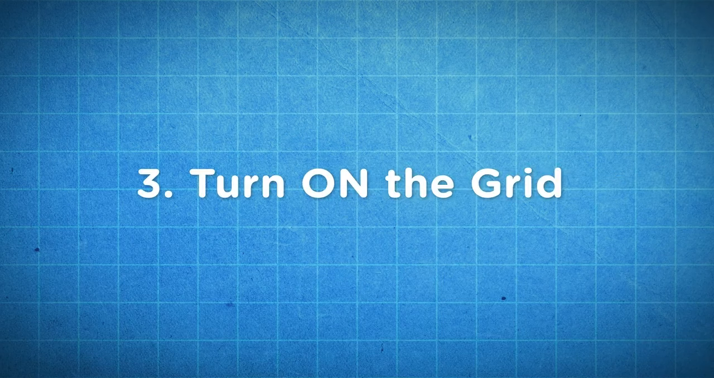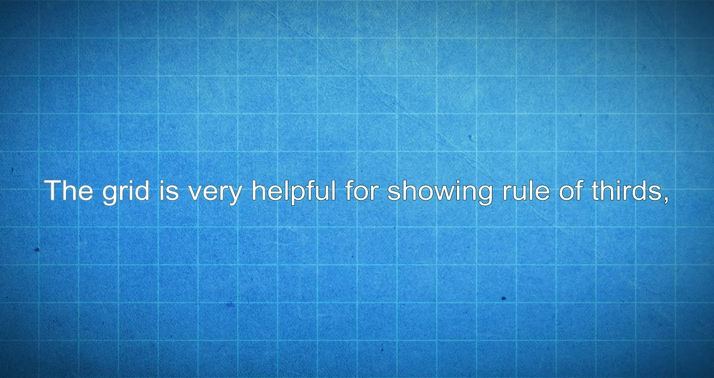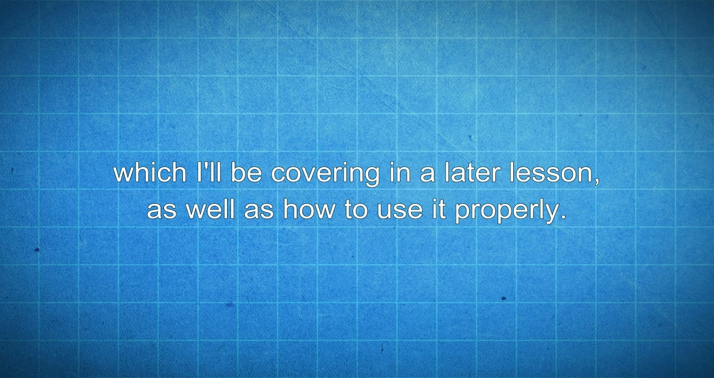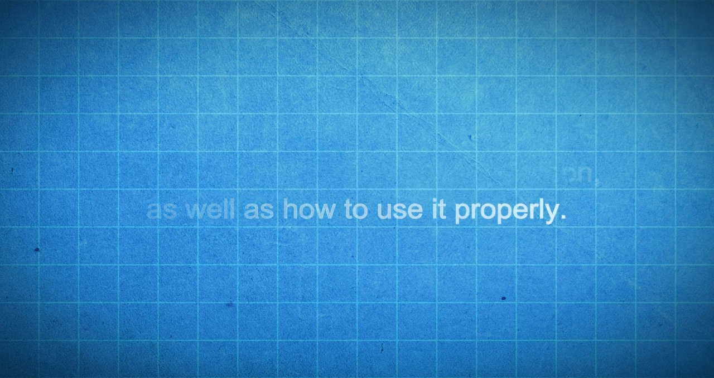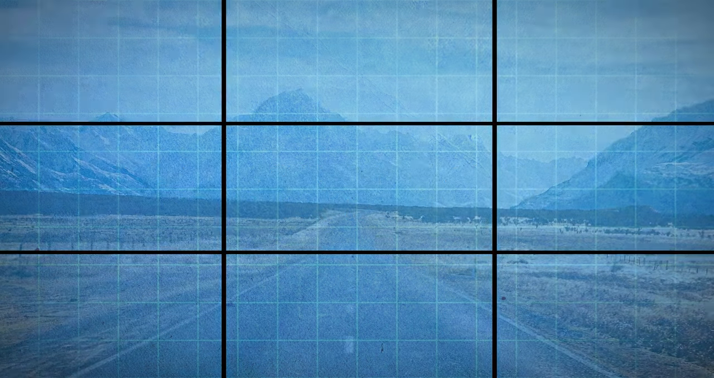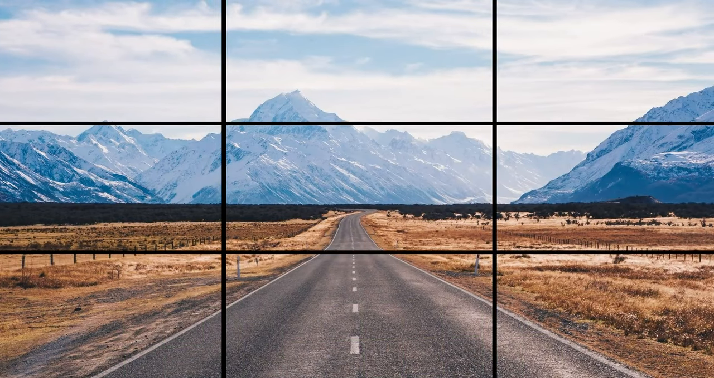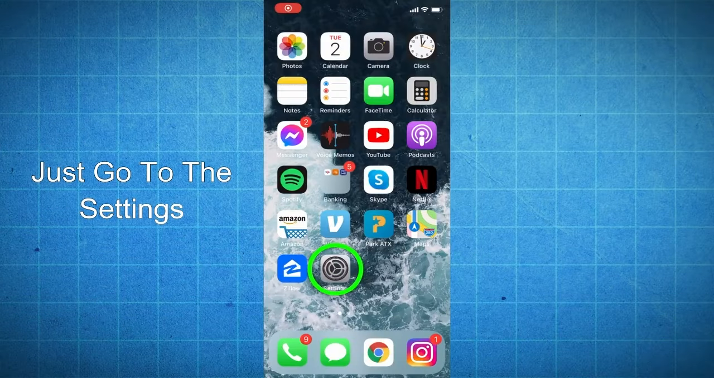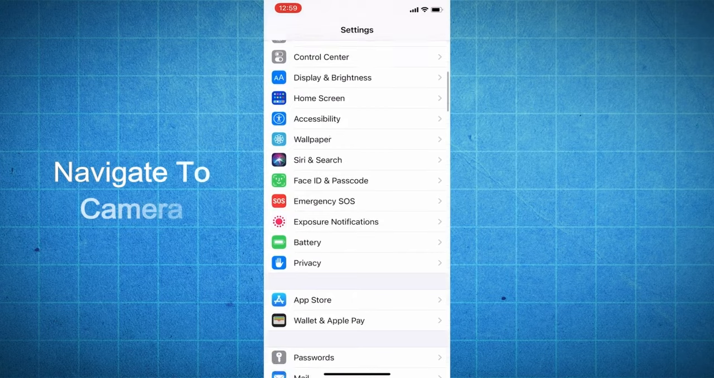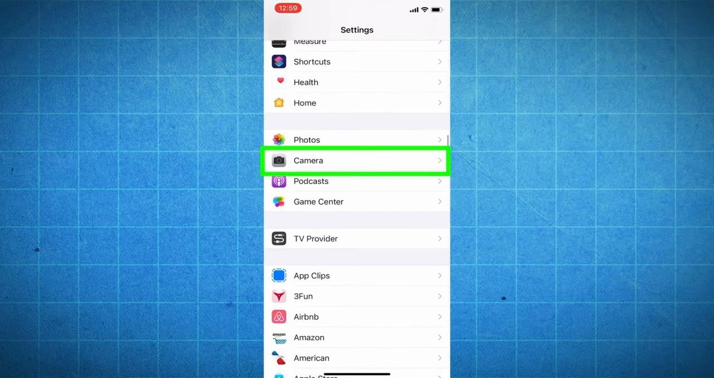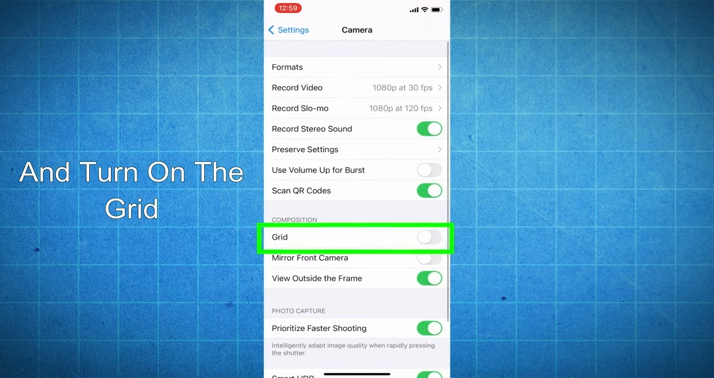Next, turn on the grid. The grid is very helpful for showing rule of thirds, which I'll be covering in a later lesson, as well as how to use it properly. The grid is also really helpful for getting a level frame with the horizon. To turn it on, just go to the settings, navigate to camera, and turn on the grid.